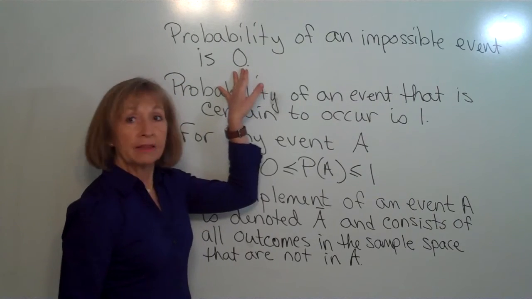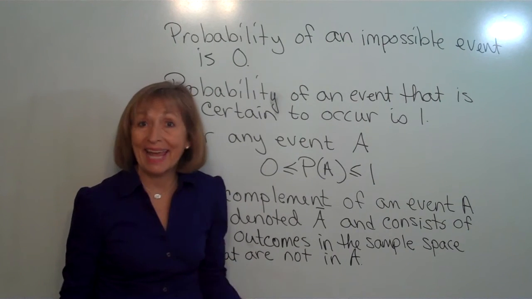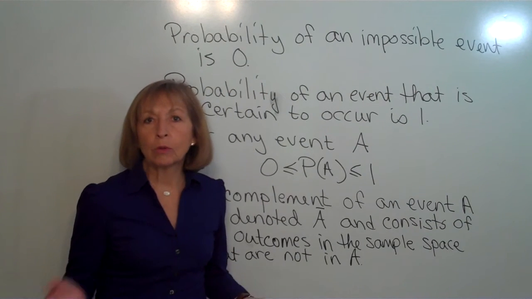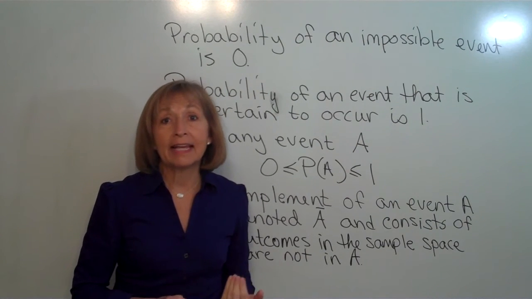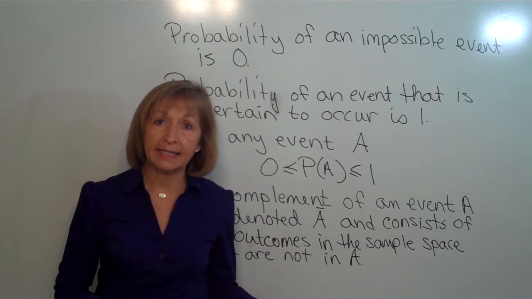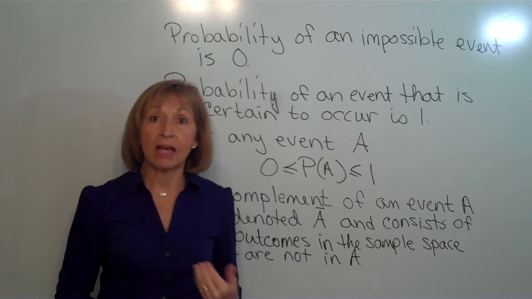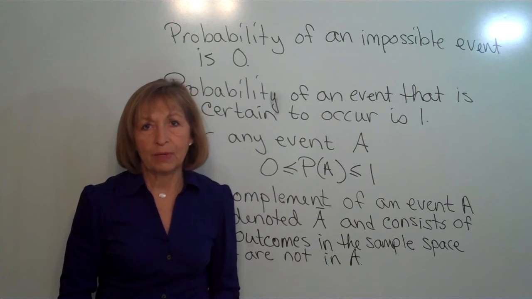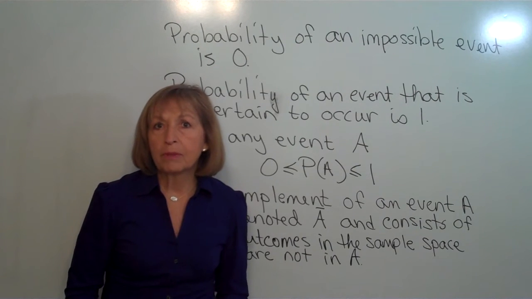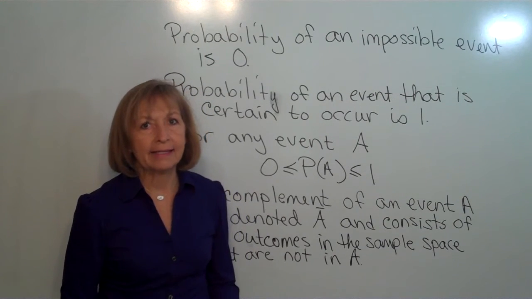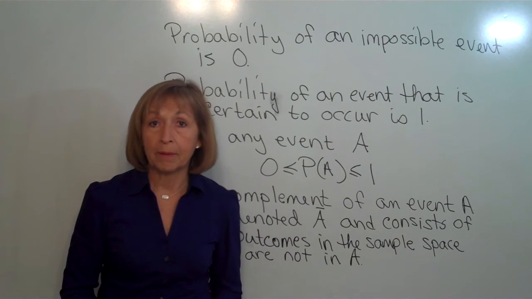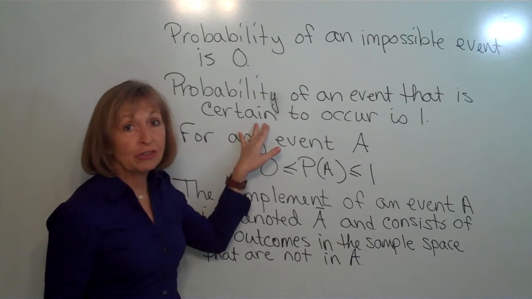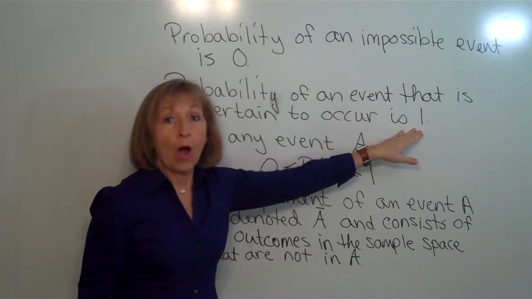One is that when you look at the probability of an impossible event, something that can't happen, that probability is 0. So if I were rolling a 6-sided die with faces 1, 2, 3, 4, 5, 6, and I wanted the probability that I saw heads, well, I'm not going to see heads when I roll a 6-sided die. So the probability of heads while rolling a 6-sided die is 0. It's an impossible event.